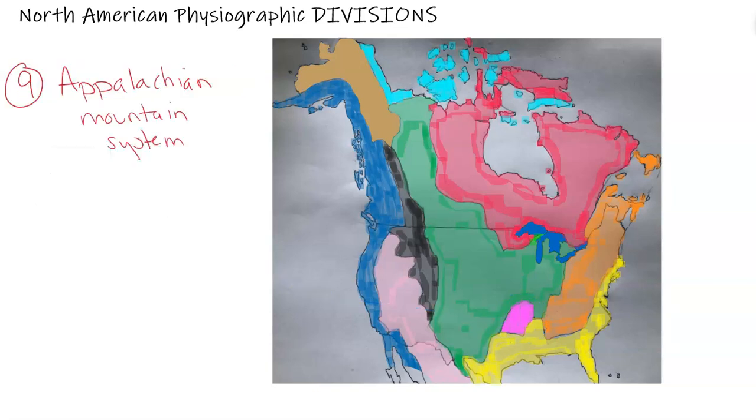All right, so the 9th division is the Appalachian Mountain System, and that is this lovely orange one right here. It's southeast of the Canadian Shield. It is east of the interior plains, east of the interior highlands, and kind of north or west of the coastal plains, depends where you're looking at it. So west of the Atlantic coastal plain versus the Gulf of Mexico, it's north of that.